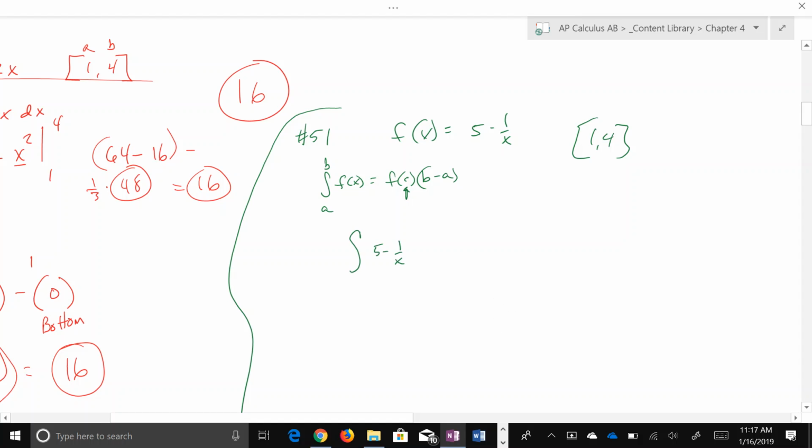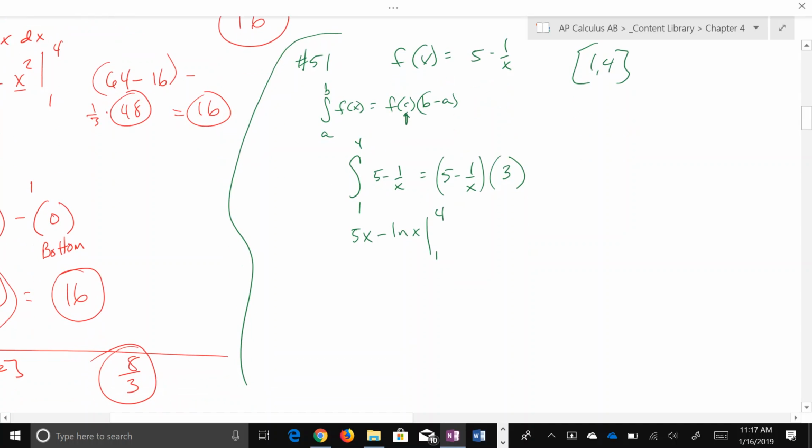5 minus 1 over x between 1 and 4. And f of x, you basically write 5 minus 1 over x. That's f. You're going to solve for that. Times b minus a, which is 3. All right, let's integrate this. This is going to be 5x. What's the integral of 1 over x? ln of x between 1 and 4.